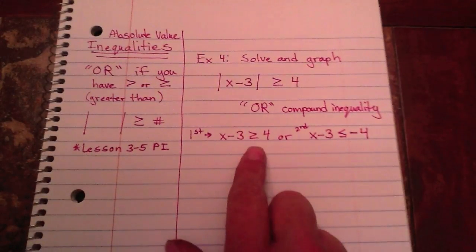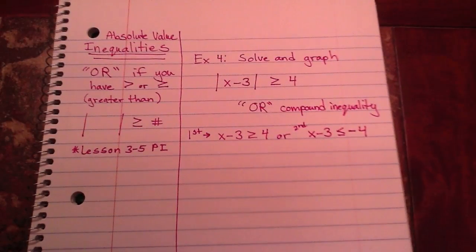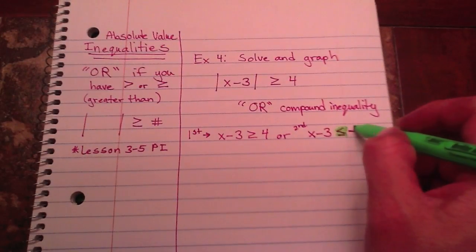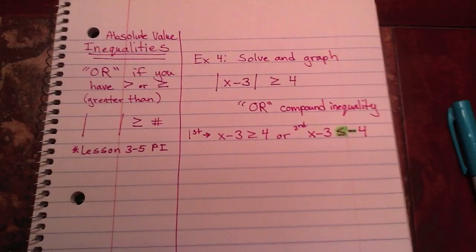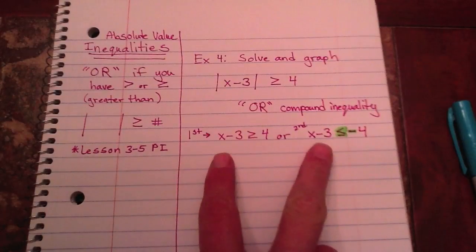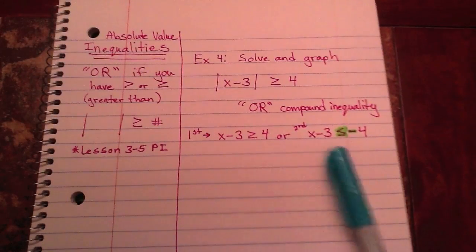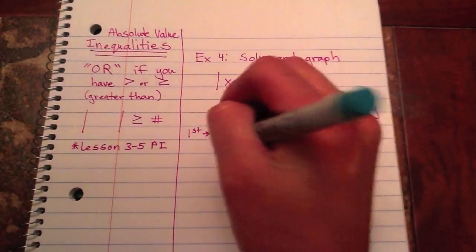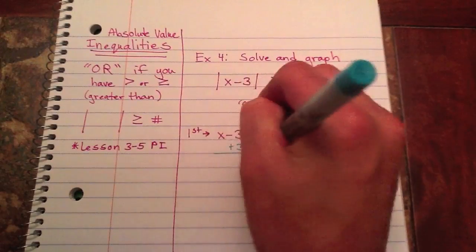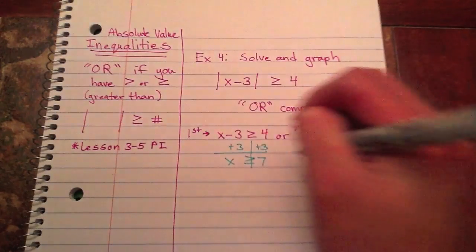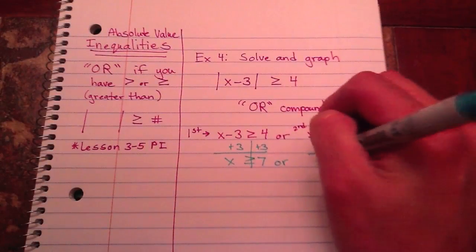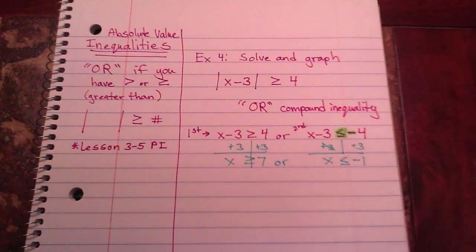So your first inequality is exactly what you had with no absolute value. Your second one, you changed this piece right here and that right there in order to set that up. Now you're at lesson 3.5 part 1. Solve each of them individually, and it should have that pattern of an OR graph. So here I'm going to add 3 to both sides. X is greater than or equal to 7, or x is less than or equal to negative 1.